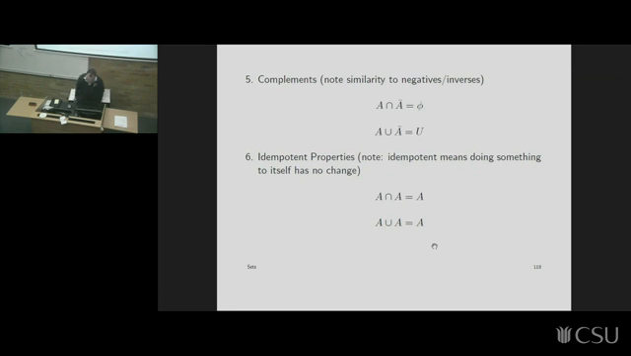You've got complements. So if you say A and not A, well, they can't happen at the same time. It's an empty set. A or not A, well, either one or the other has got to happen. So that's everything, so use the universal set. They're called complements. Next one's idempotent. Idempotent means if you do it, you just get the same thing again. So A and A is A, and A or A is A.